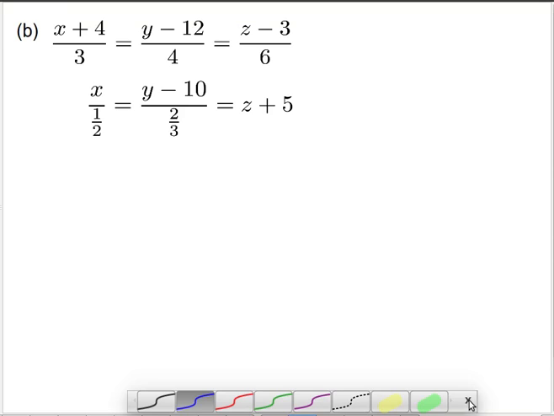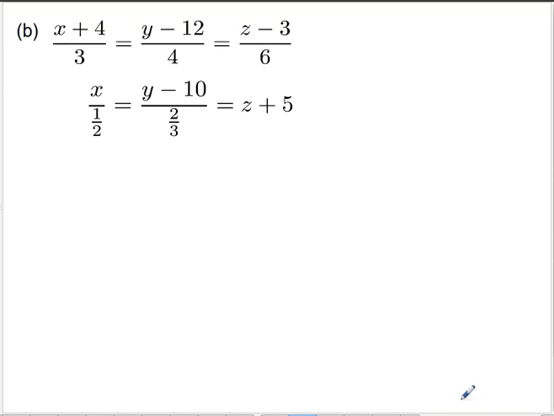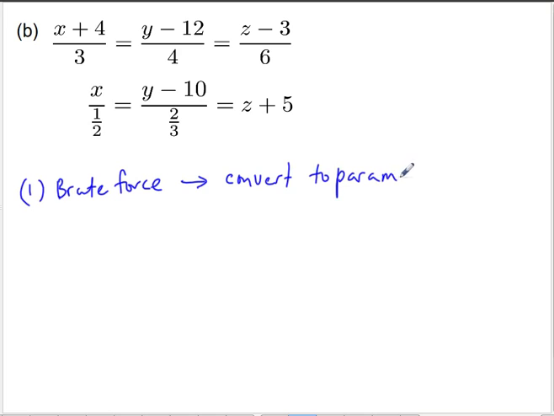Okay, for this next one, I'm giving you the equation in symmetric form. And so the first thing, again, as I mentioned, parametric form is the way to go when you're solving these. So option 1, which I'm going to call your kind of brute force option, in that we would convert to parametric and then we would solve. And that is a perfectly fine way to do this.